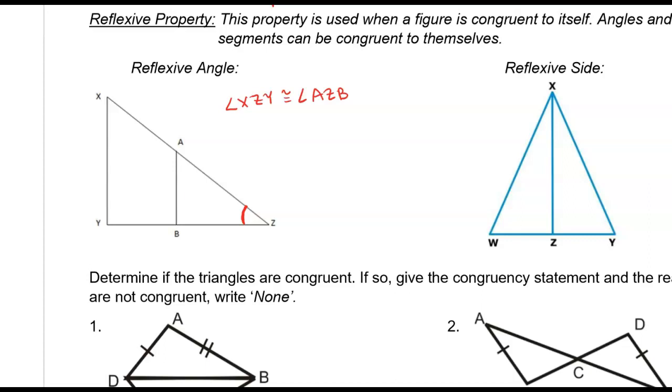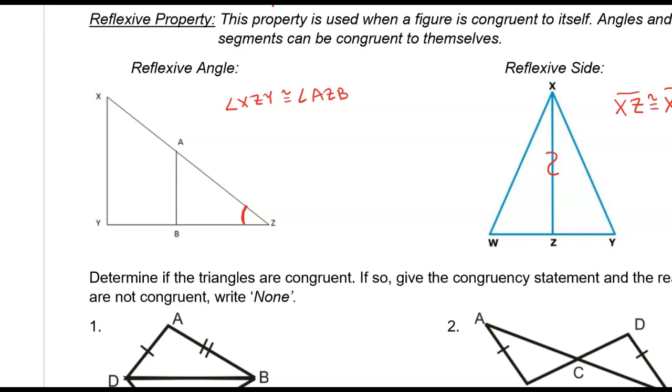We can do the same thing with a segment. Look at the picture to the right. Down the middle of that triangle is a segment XZ. It's dividing the triangle into 2 smaller triangles. There's a triangle on the left and a triangle on the right. Notice how segment XZ is a side of the left triangle and it is a side of the right triangle. So we will often use XZ is congruent to XZ as one of our three statements to prove triangles congruent.